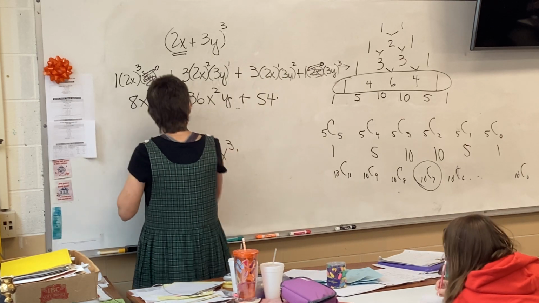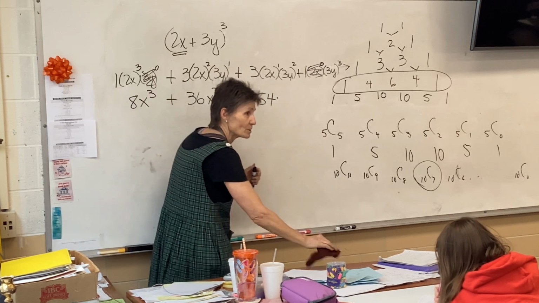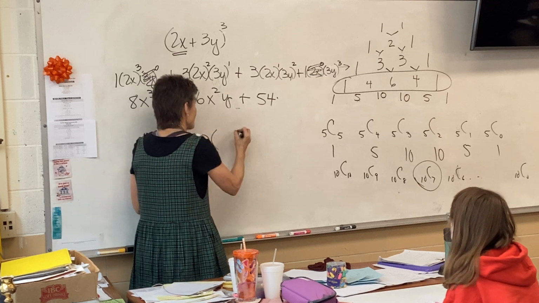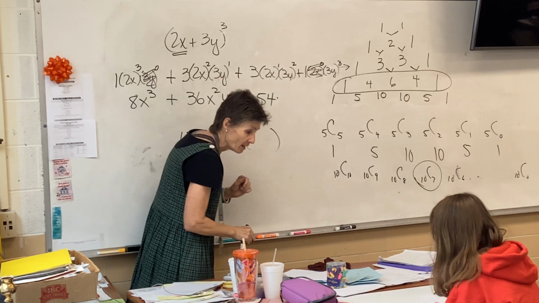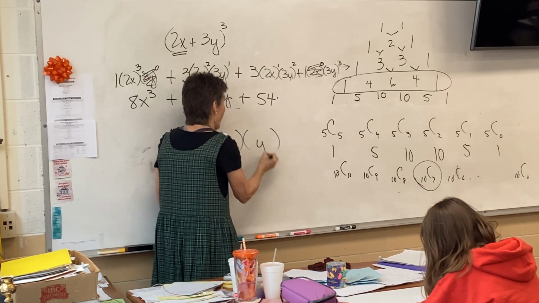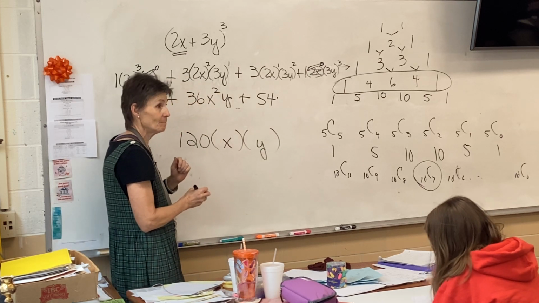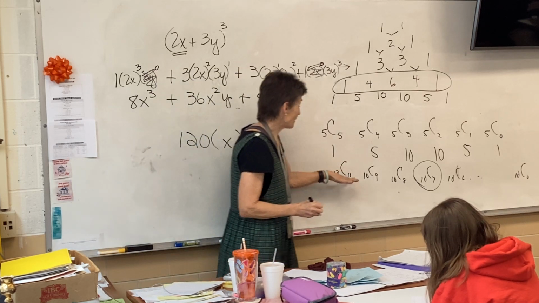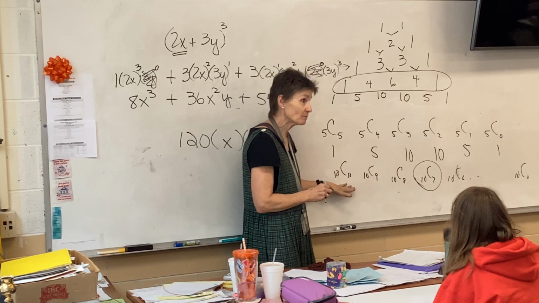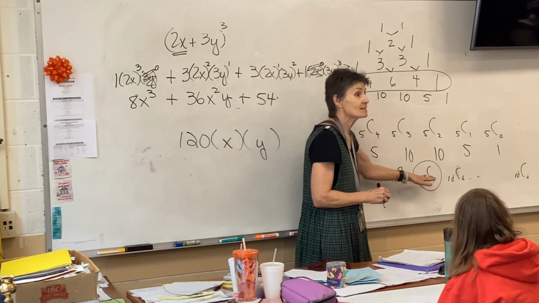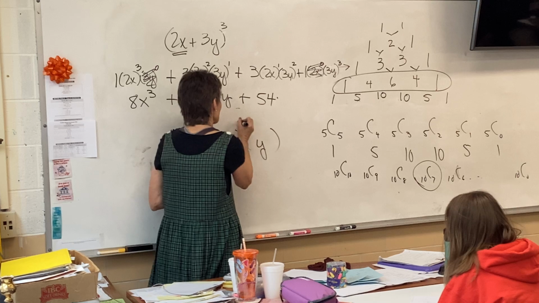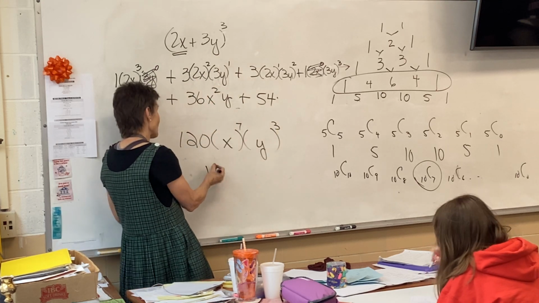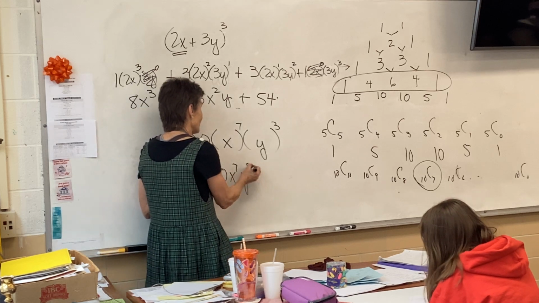120. So instead of having to write down all of the numbers like we did before, we're only gonna write down the 120. Next to the 120, however, there will be an X and a Y. X to the 6, Y to the 4. And then, be careful, it's not 6 and 4. It's 7 and 3. The fourth term is actually X to the 7, Y to the 3rd. And there's your answer. 120, X to the 7, Y to the 3rd.